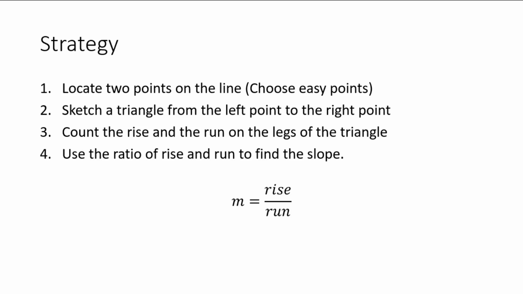So our strategy then is to locate any 2 points on the line. We want to choose some easy points, sketch the triangle from the left point to the right point, count the rise and the run on the legs of the triangle, and use the ratio of the rise and the run to find the slope.